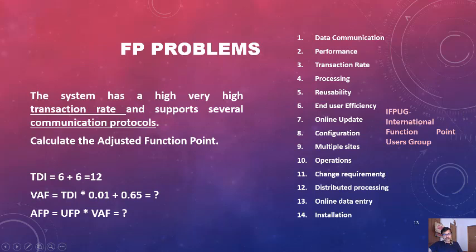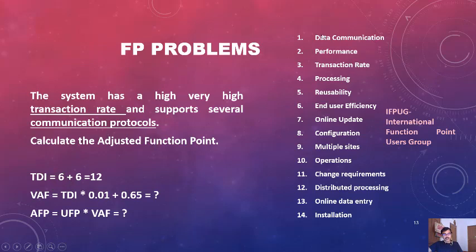In the data communication, it is another type of influence. That's why we have taken another 6. So the first 6 is for transaction rate, and why is it 6? As it is high, the highest preference is given. That's why it is the maximum number, 6. We have said that influences lie between 0 and 6. 0 means none, nothing. 6 means high. And the communication protocol is the other influence, which has several communication protocols. That means it is so complex, and that's why we have taken another 6 value.